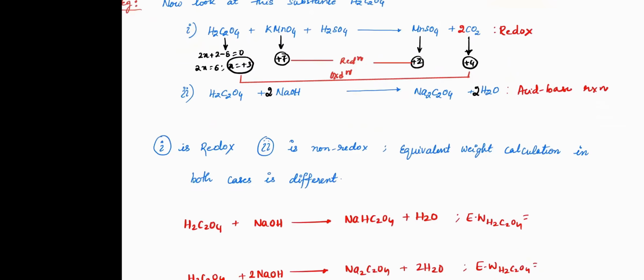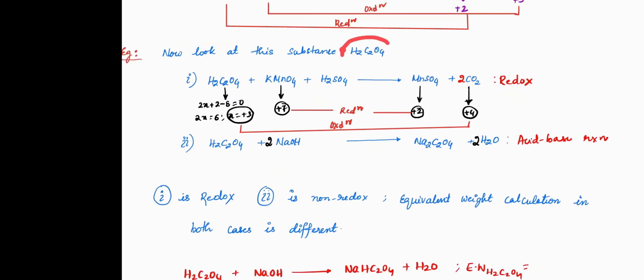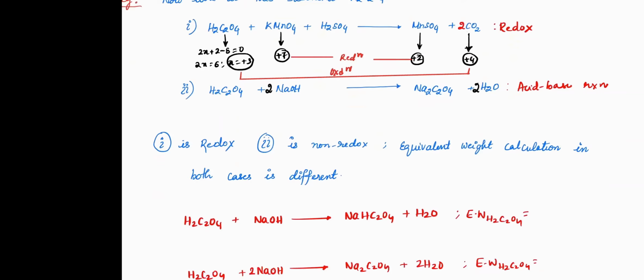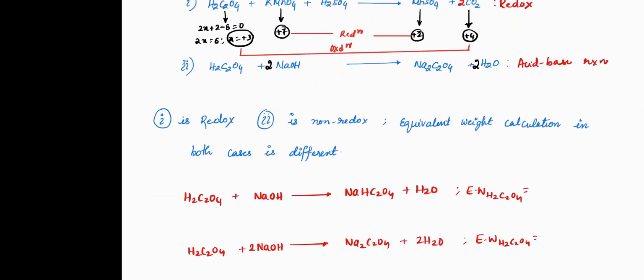But notice, the same oxalic acid, H2C2O4, when you react the same thing with 2 moles of NaOH, a base, then you expect an acid-base reaction to happen. That means this will give away H plus, this will take away OH minus, and convert themselves into water and Na2C2O4.